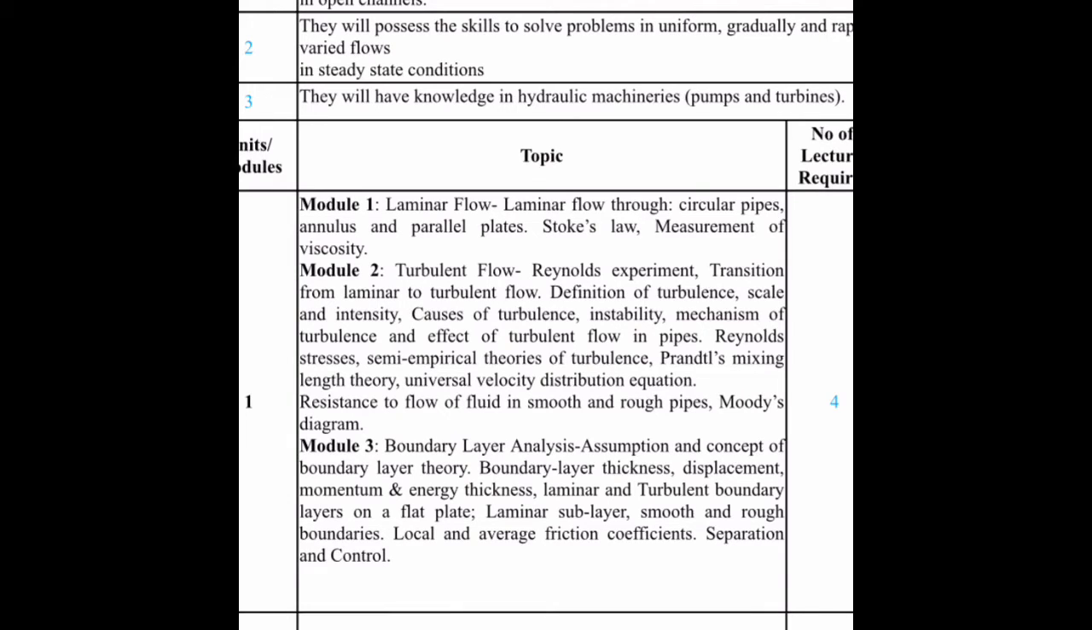Okay, in the next module, you have dimensional analysis, hydraulic similitude, dimensional homogeneity, Rayleigh's method, Buckingham's pi method, and other methods. Dimensionless groups, similitude model studies, types of models, application of dimensional analysis and model studies to fluid flow problems.